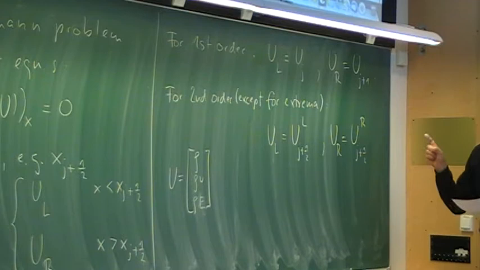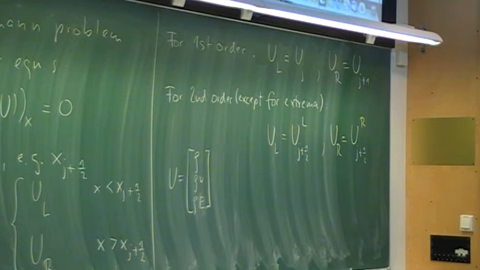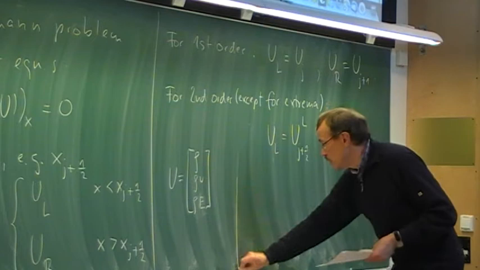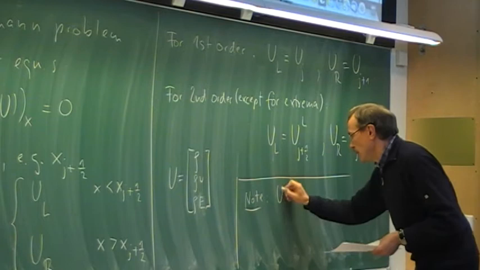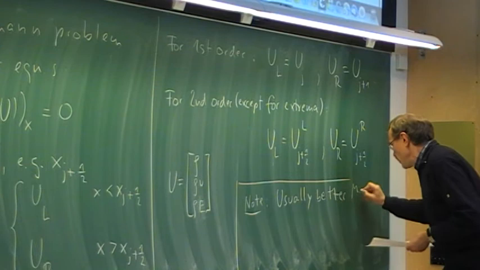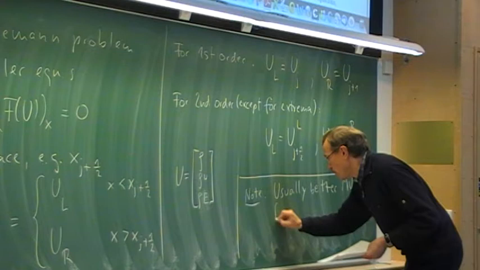There is a little remark here, and you find more on that in the lecture notes: it is usually actually better not to extrapolate the conservative variables, but the primitive variables. You can do the minmod limiting also on the slopes for rho, u, and e. So that would be a note: it is usually better to use the MUSCL approach for primitive variables.